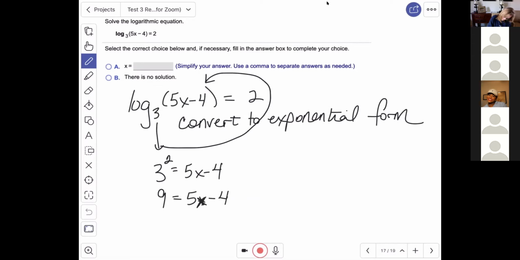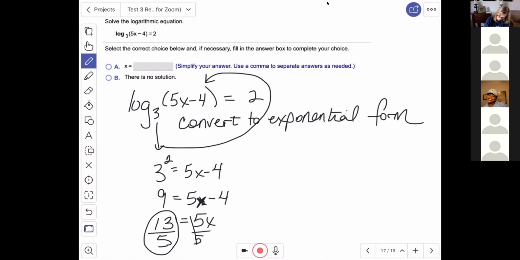Sorry, I'm going to add 4 over. That's what, 13? I get x equals 13/5. That's my answer. So convert to exponential. 3 to the 2 equals 5x minus 4. So those are the 2 kinds of logs that you'll see. Convert. And once again, the way you know, if you look at the original problem, if you have log and a number on the other side, you have to convert. But if you have log equal log, you can just drop the logs.